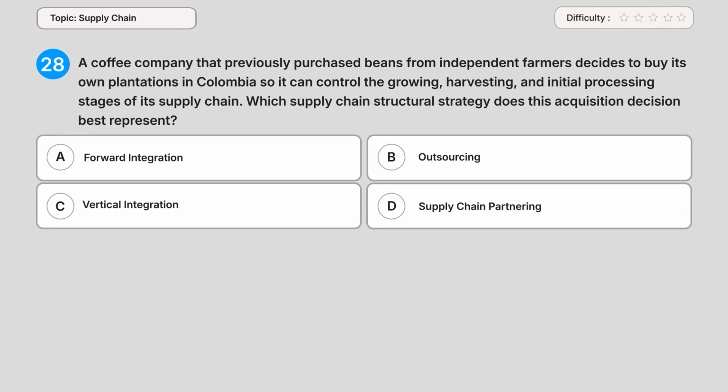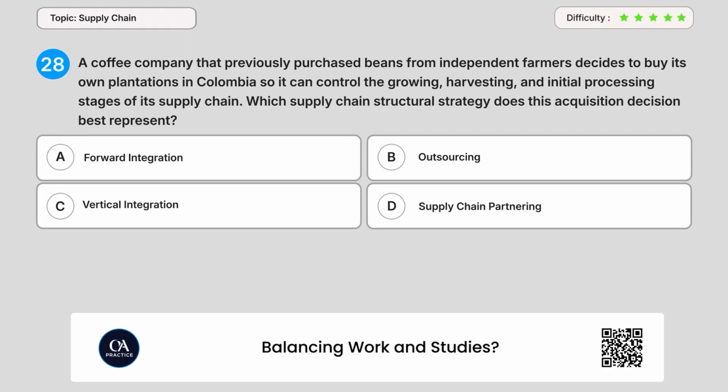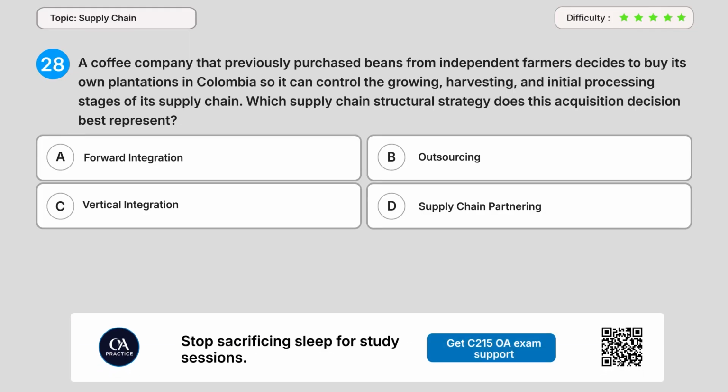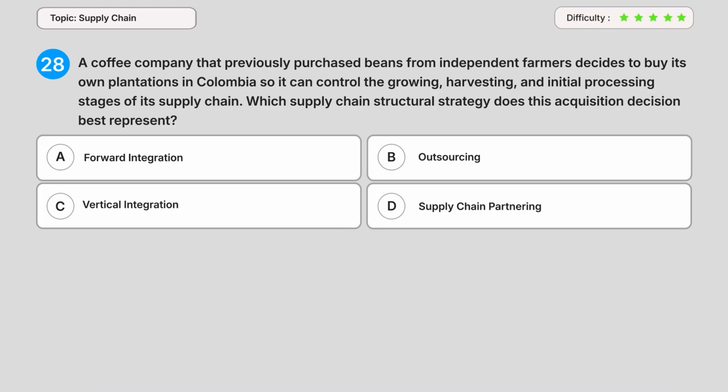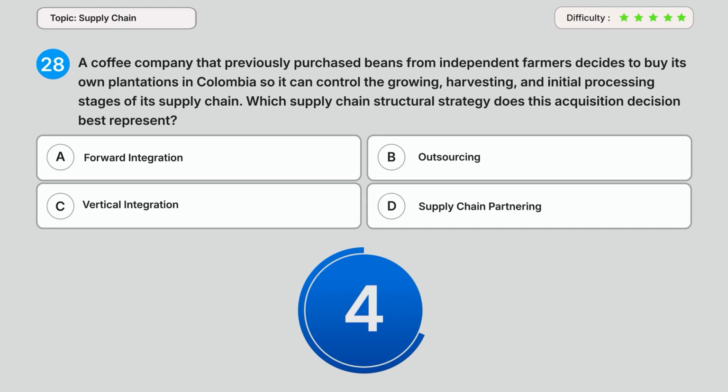28. A coffee company that previously purchased beans from independent farmers decides to buy its own plantations in Colombia so it can control the growing, harvesting, and initial processing stages of its supply chain. Which supply chain structural strategy does this acquisition decision best represent? A. Forward integration. B. Outsourcing. C. Vertical integration. D. Supply chain partnering. Can you guess the answer?